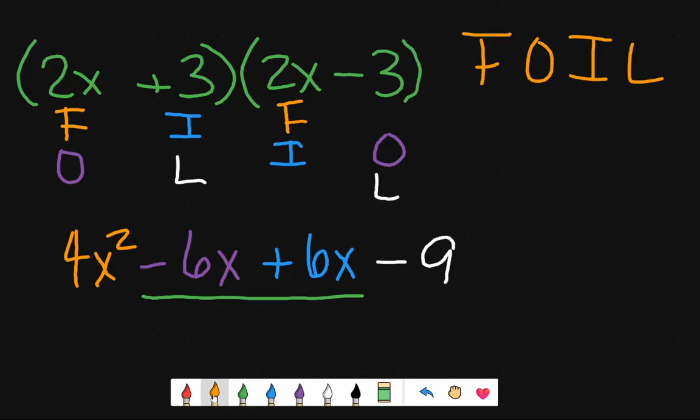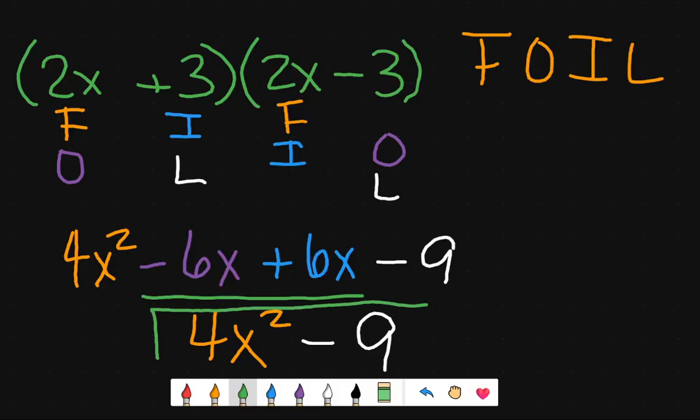So let's bring our 4x squared down. And since we cannot add or subtract anything to the minus 9, we're going to leave it as a minus 9. So here's our final answer for our second set of binomials where we had to multiply them. 4x squared minus 9.